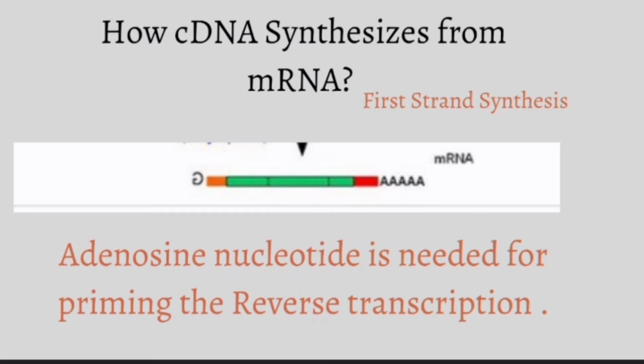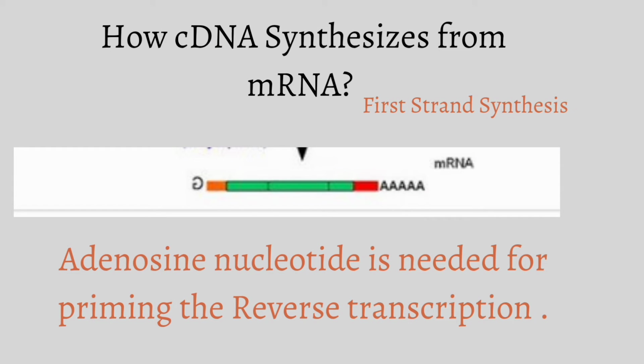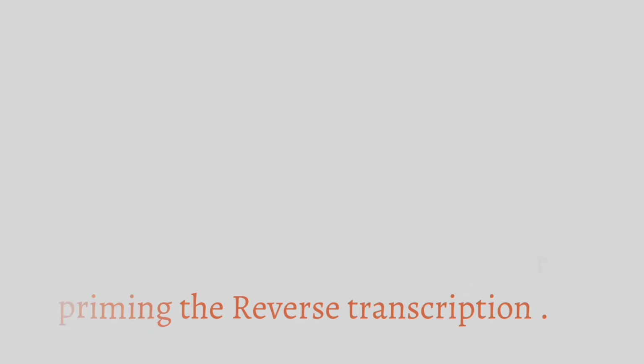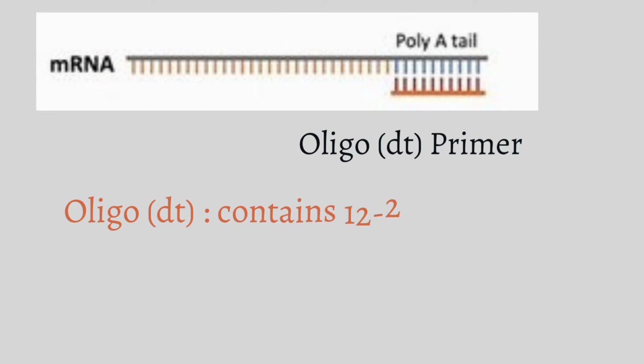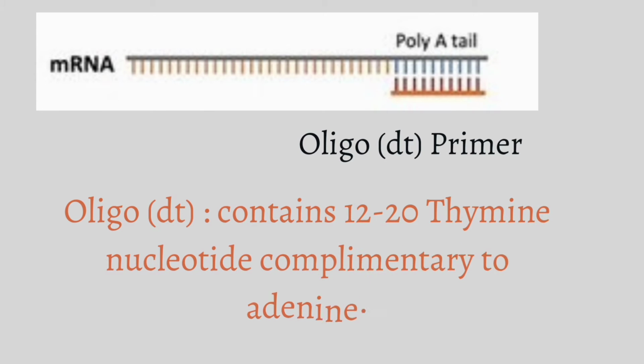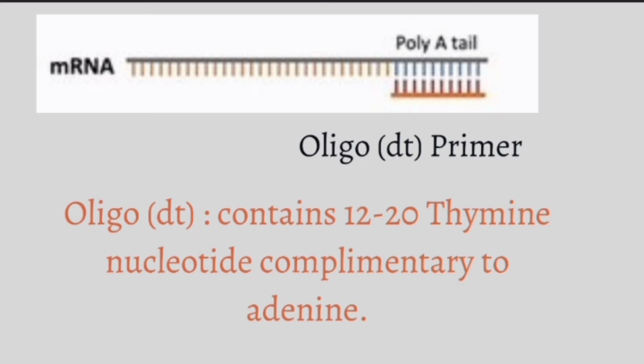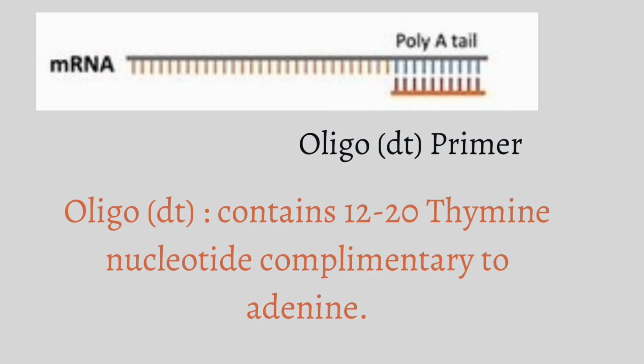So we have here mRNA and it has a poly A tail. This sequence of adenosine nucleotides is needed for priming the reverse transcription. In the first strand synthesis in making the cDNA, we use this oligo-dT primer as it contains a sequence of 12 to 20 thymine nucleotides complementary to the adenosine tail.